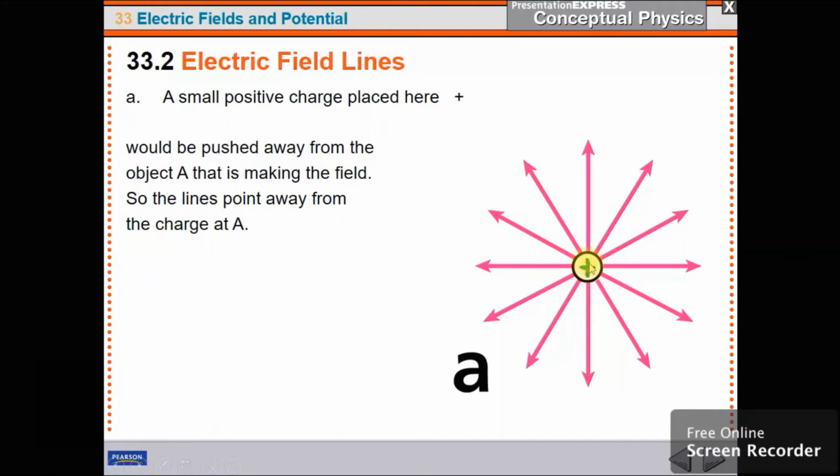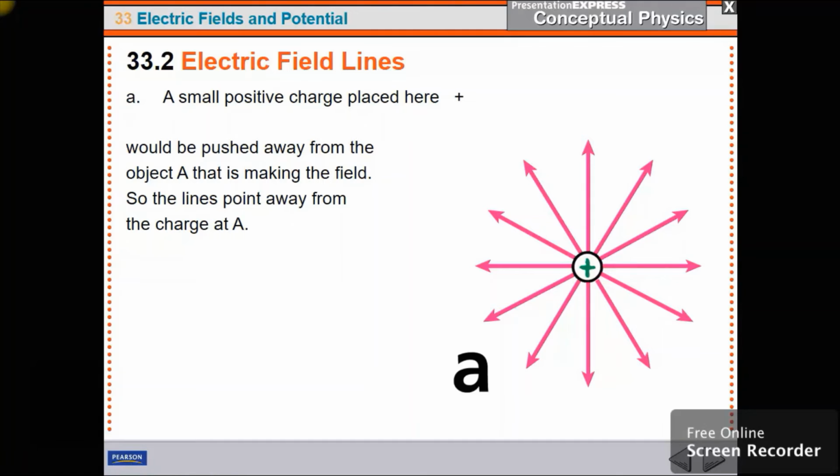And now for a positive charge on object A, there's my small positive test charge placed here. Now what's going to happen to this positive charge? Well, this positive charge is going to push this away. So that's going to move outward, away from object A. So that's why the field lines point outward on a positive.